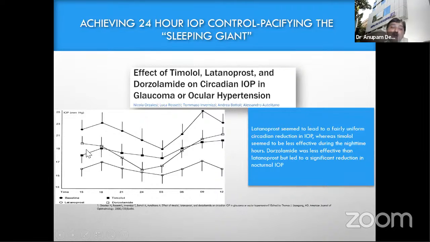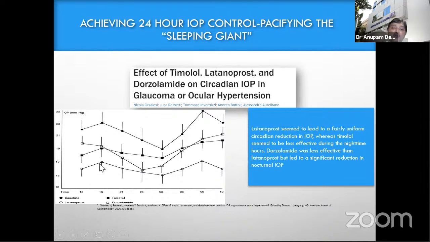Here we have timolol. Timolol has a good pressure lowering effect, but unfortunately at night, if you see, it does not work so well. This is dorzolamide. It has a pressure lowering effect, not as good as timolol, but it has better IOP control during the night time as compared to timolol.